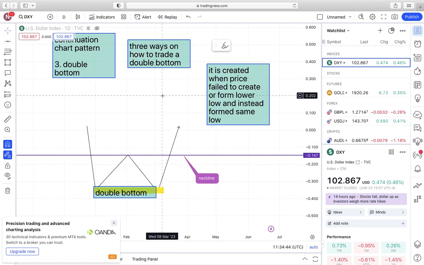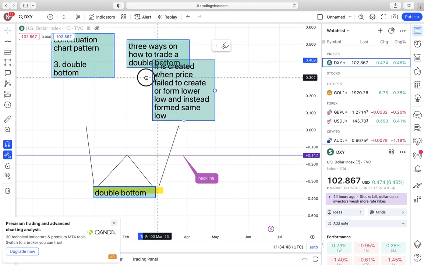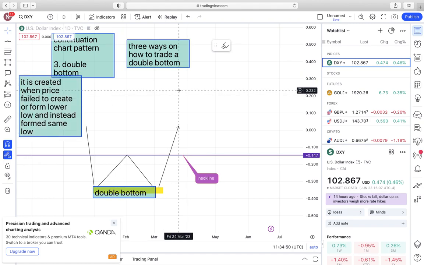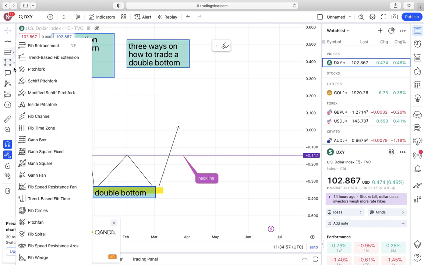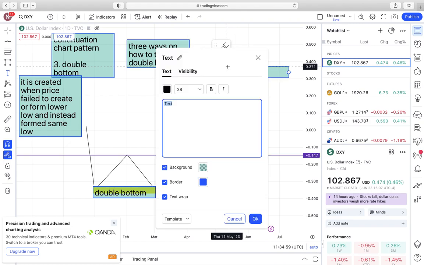Now, this is how a double bottom is created. There is also how a double bottom is traded, and you have to know how it is traded. First, how is a double bottom created? How is a double bottom traded? How do you trade it?